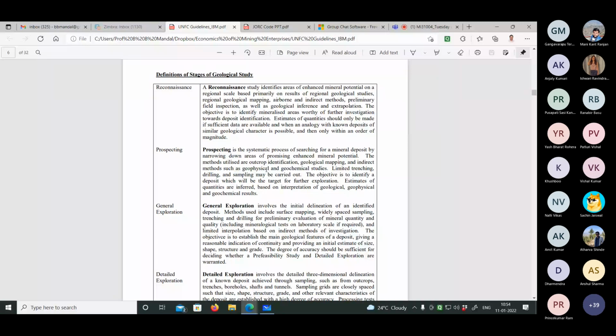But nowadays, there are methods by which we can go for a very large scale reconnaissance mapping. So that gives you an idea whether we should proceed for further investigation or not. Now, in the next stage, when you think, yeah, let's go for prospecting, this is the systematic process of searching for a mineral deposit by narrowing down areas of promising interest.